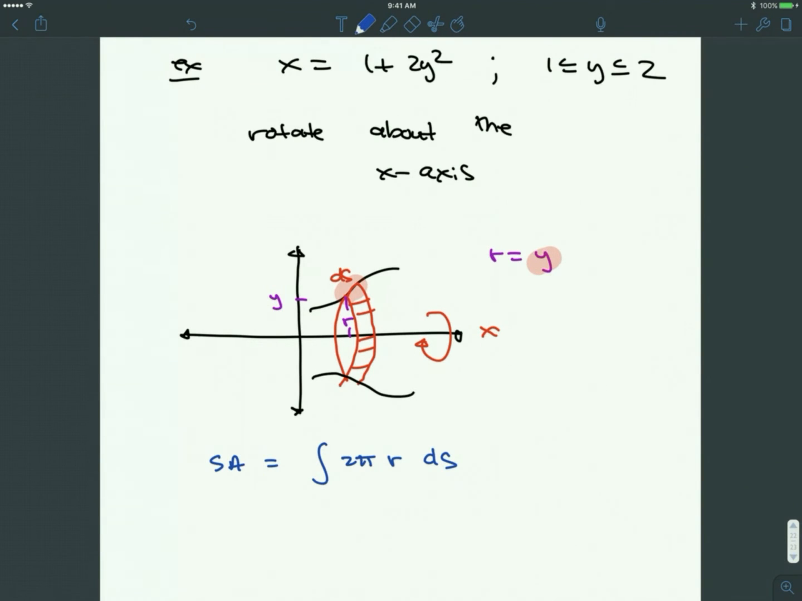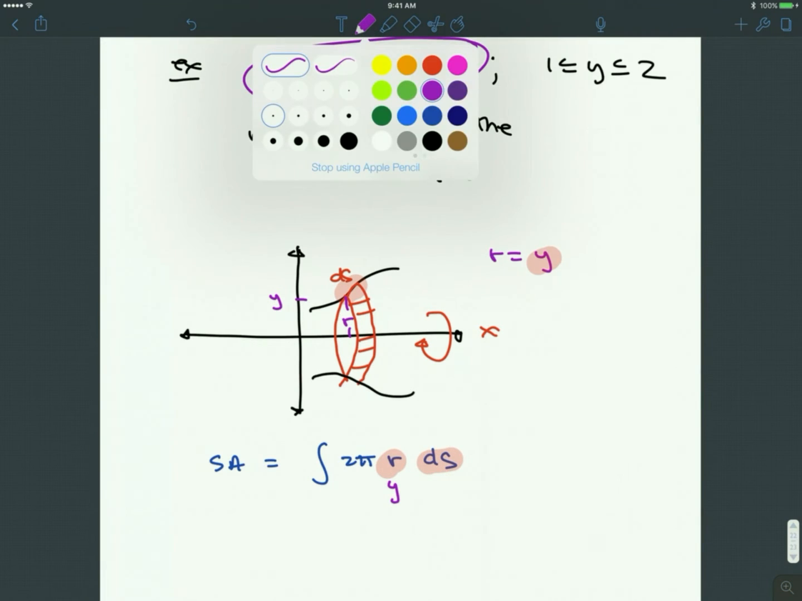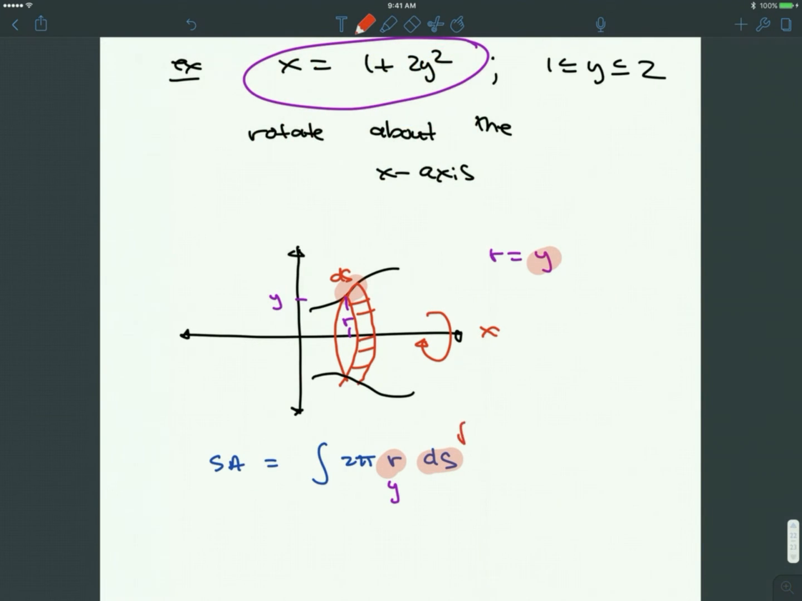So I'm going to replace this radius with y. Now notice I have a function here, x equals 1 plus 2y squared. That doesn't matter for our radius. Our radius is y, so we don't have to describe this in any other way other than y. The question then becomes, what kind of ds do we need to have? Well, we need the ds that allows us to integrate with respect to that y variable, because we have a y there.